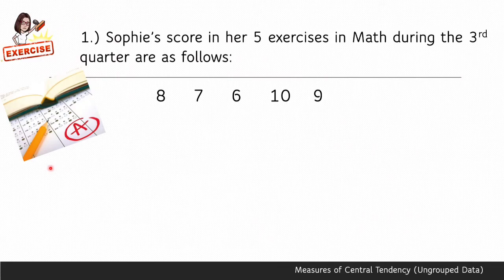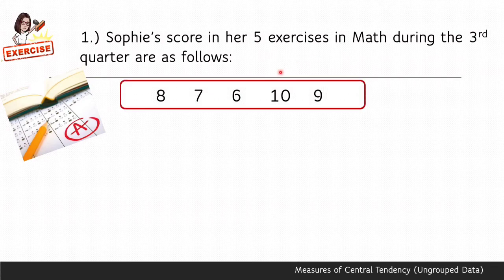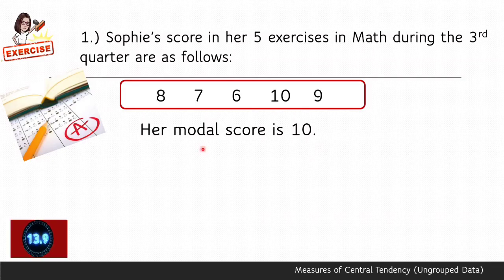Let's have the first question. Sophie's scores in her 5 exercises in math during the third quarter are as follows: 8, 7, 6, 10, and 9. The question is, true or false, her modal score is 10. Your time starts now.